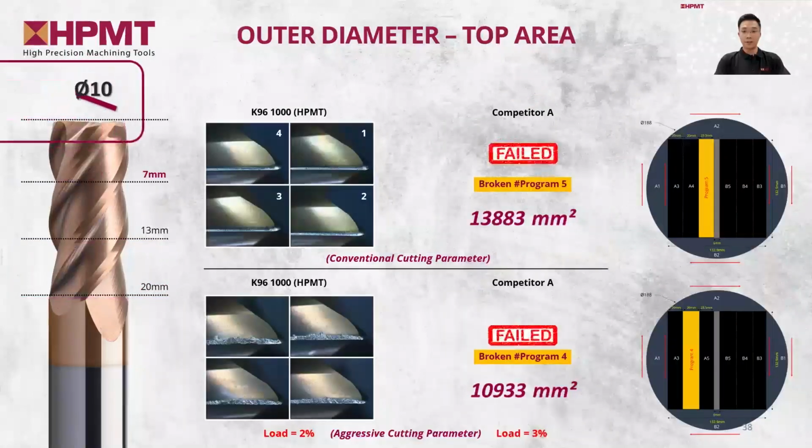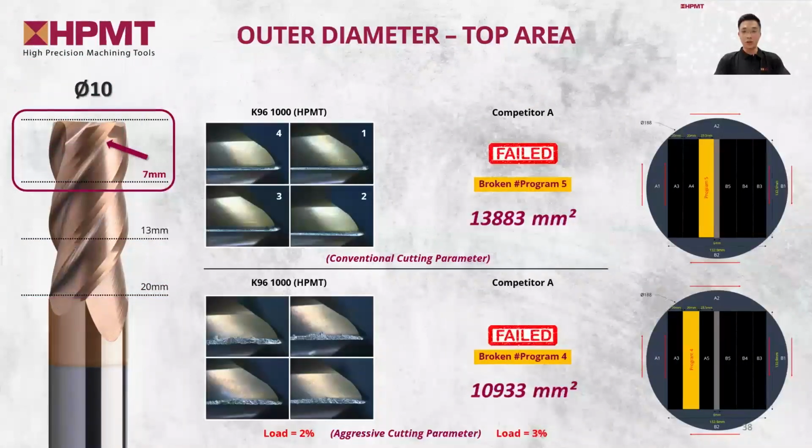And for the second part of this stage 3, the tools are continued to be machined further and aggressively until either one is broken. So it's slightly different from the first one. Also, not forgetting to mention, we did observe the spindle load under these aggressive cutting parameters as well. The spindle load while using HPMT's K96 is 2%, which is lower than competitor A's 3%. This also means that the machining process is smoother and causes less burden to the machine.